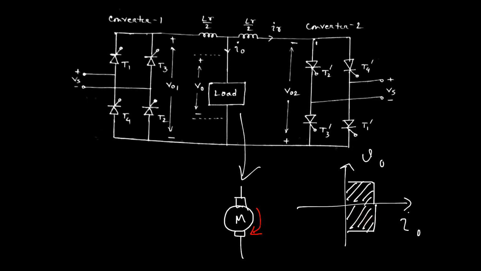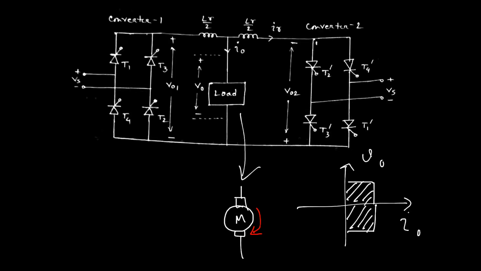So we can say in the first quadrant operation, the motor is working as a motor and its motoring action is done. In the fourth quadrant operation, the braking phenomenon occurs. As the energy is fed back from load to supply, this kind of braking is called regenerative braking. That means the first quadrant covers the motoring action in the forward direction, and the fourth quadrant of converter 1 covers the regenerative braking of the motor.